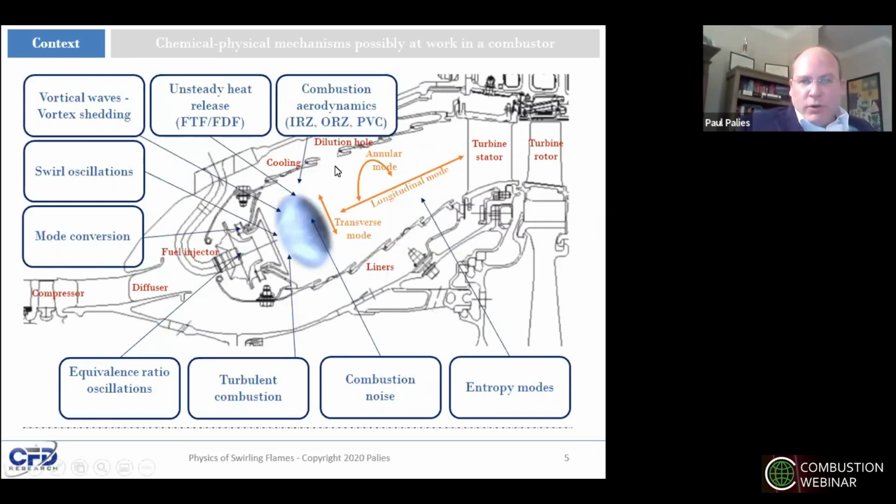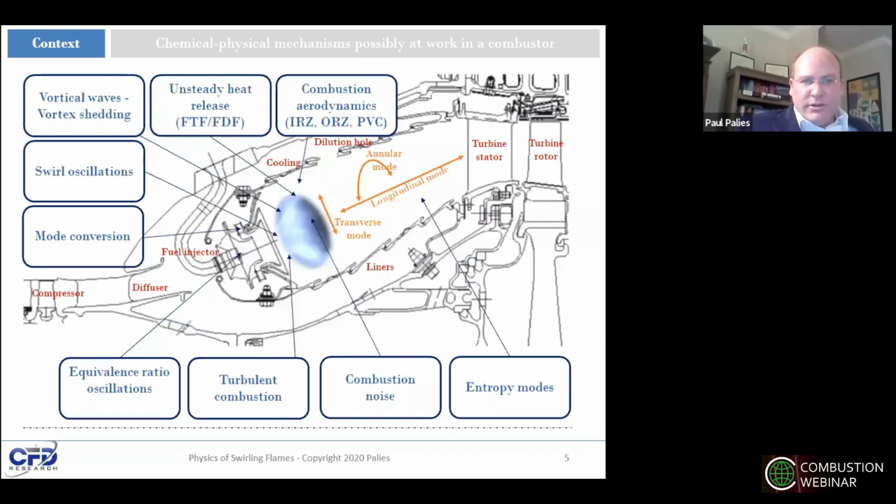On this slide, you can also see the various acoustic modes. So a transverse mode would be in that direction, a longitudinal mode would be in that direction, and an annular mode is in the azimuthal direction.